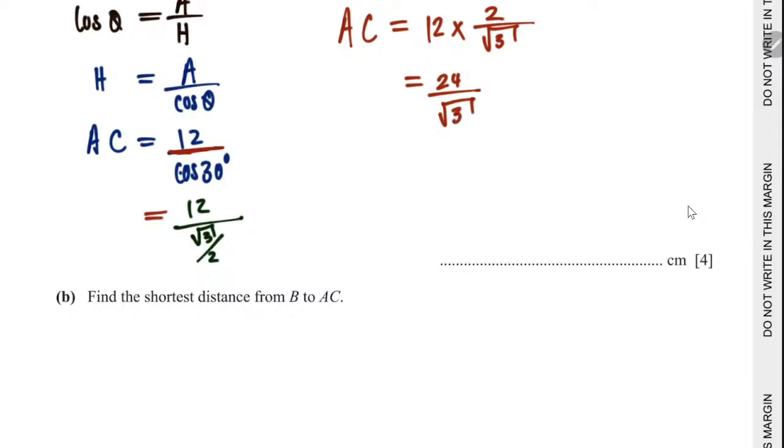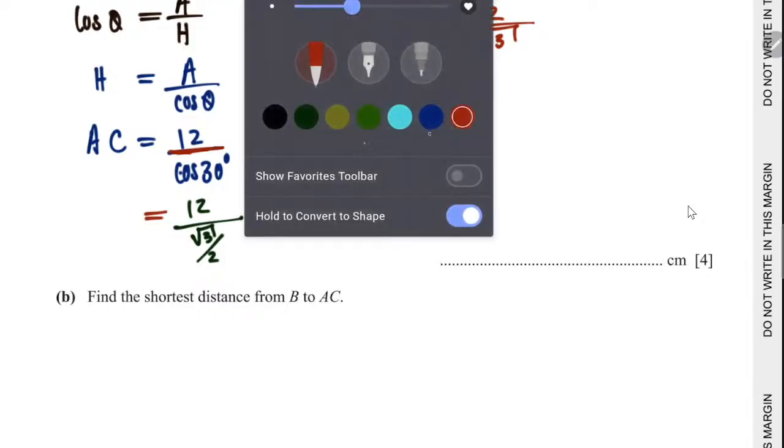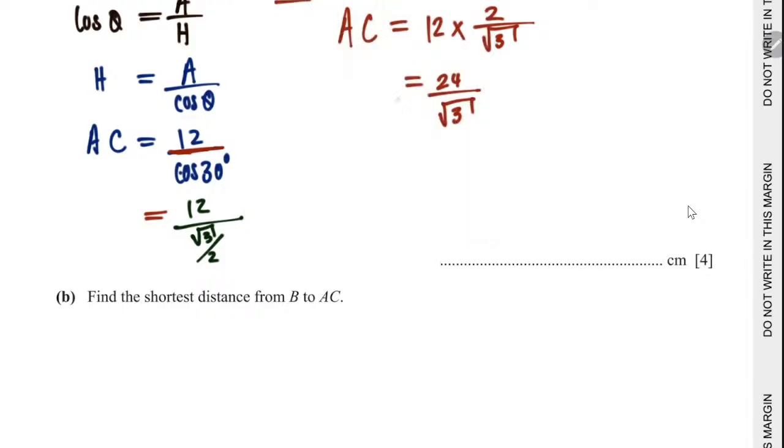Like this. Okay? This is one way. They said express your answer in the form A root B. This is pretty much what we have. Let me show you what it should be. So it'll be 24 over root 3. This is good. This is your solution.